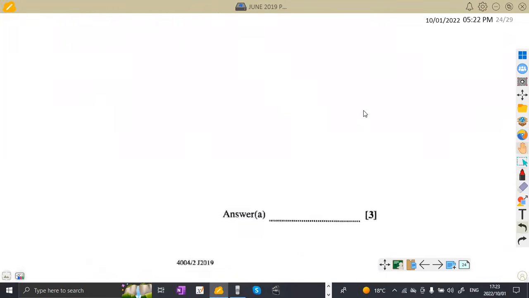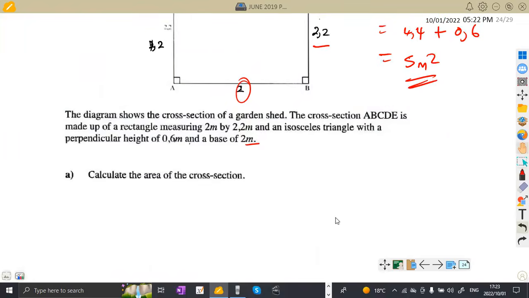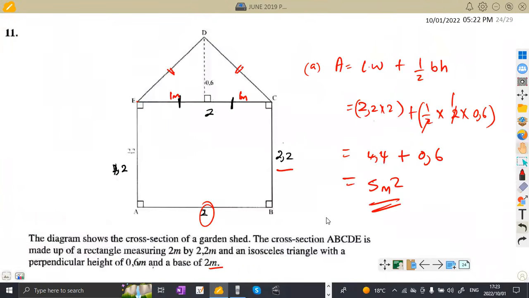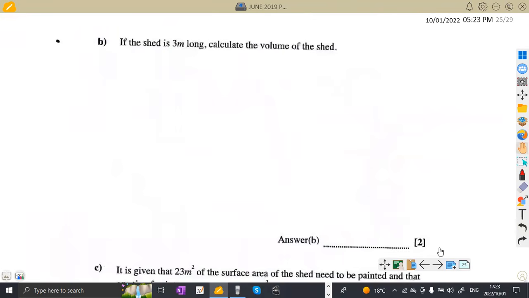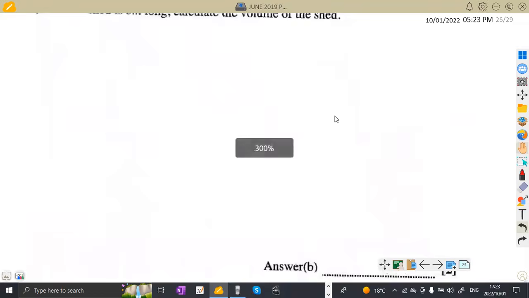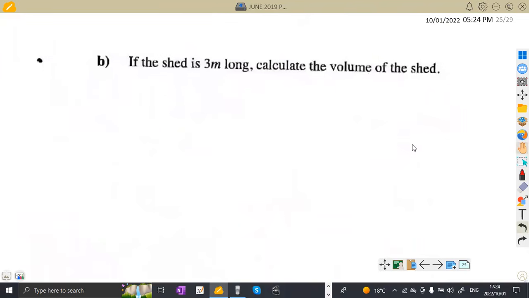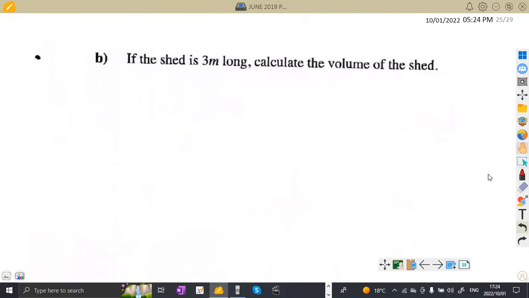From the area of the cross section, let us cross check the other part of the question, whereby we are given to calculate, if the shed is 3 meters long, the volume. So volume, guys, is simply the cross-sectional area times the height, of which we obtained the area of the cross-section.